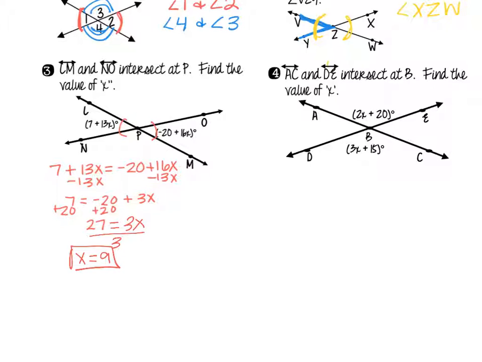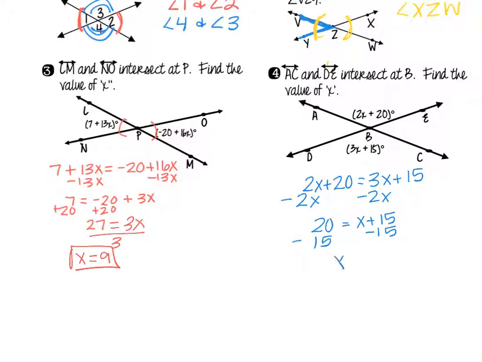On the other side, I know those are number 4. I know those are vertical angles. So I've got 2x plus 20 equals 3x plus 15. I'm going to get my variables on the same side. I'm left with 20 equals x plus 15. Get rid of that 15. So x equals 5. Now, had they asked me to find the angle measures, I would just have to plug in 5 for x. So this would be 2 times 5 plus 20. So that would be 10 plus 20, which is 30.